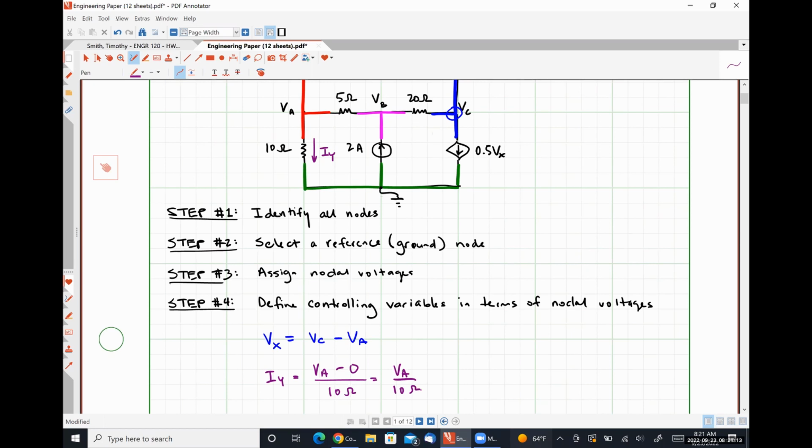Okay. So when we have a controlling voltage, it's just going to be the difference of two nodal voltages. Whenever we have a controlling current, it's going to be the difference of two nodal voltages divided by a resistance, because Ohm's law tells us it has to be that way. You guys are going to make simple mistakes. In the nodal analysis process, we are going to have a lot of terms that look like what we just did for IY over and over and over again.